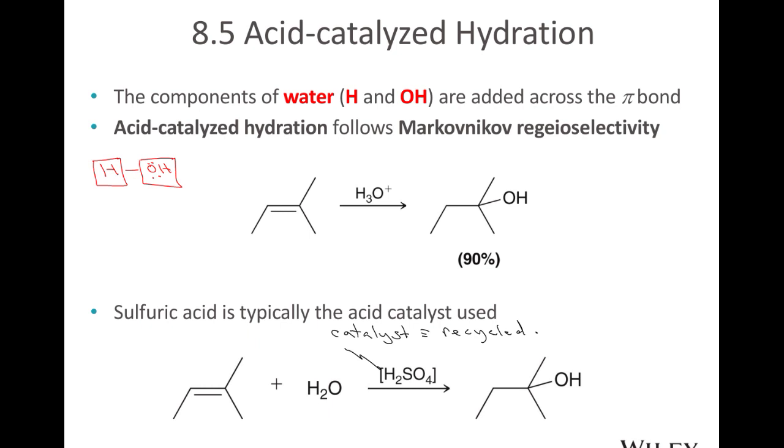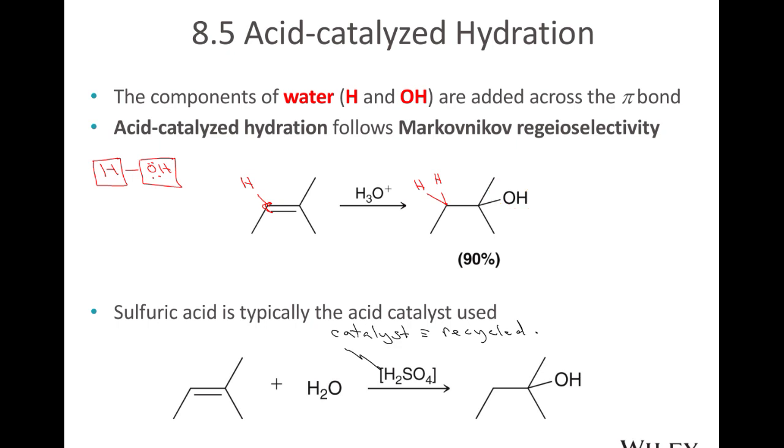And the same rationale is going to apply when it comes to our Markovnikov regioselectivity here. In our carbon-carbon double bond, this carbon has the most protons, only 1. The other one has no protons directly attached to it. Therefore, it's going to take the other proton, and then our hydroxyl is going to go on the other carbon.